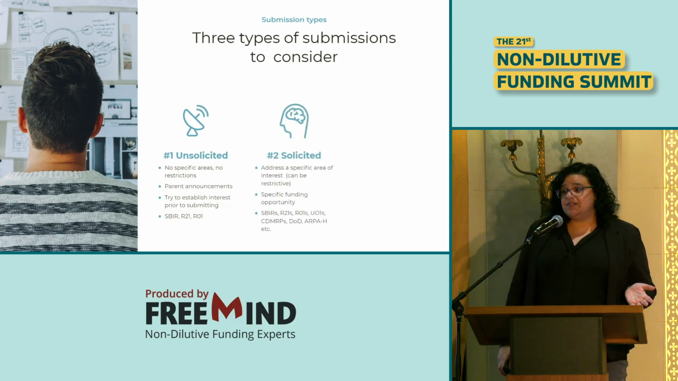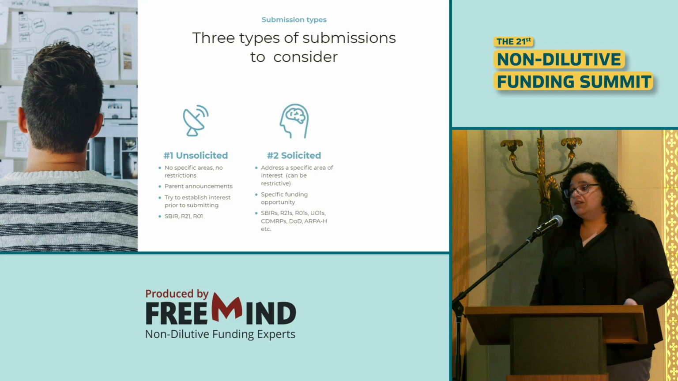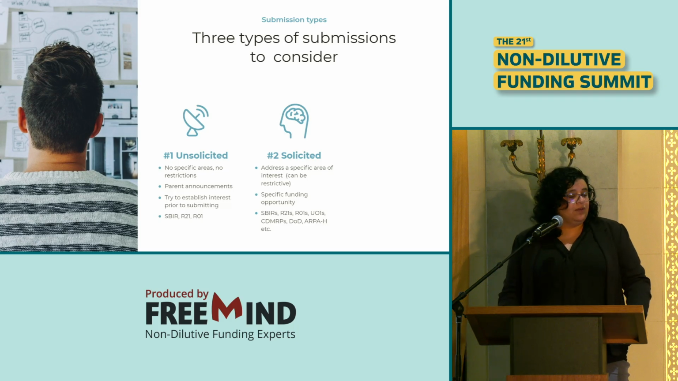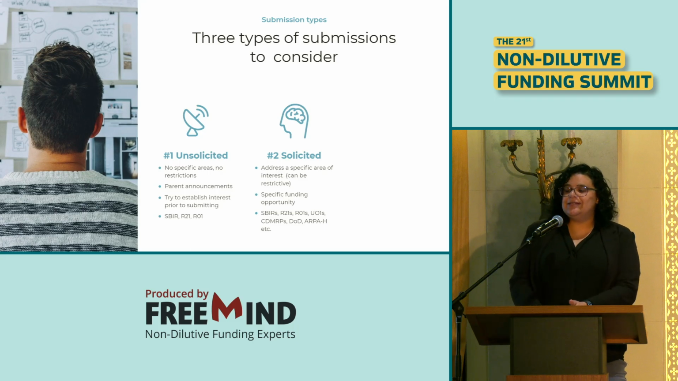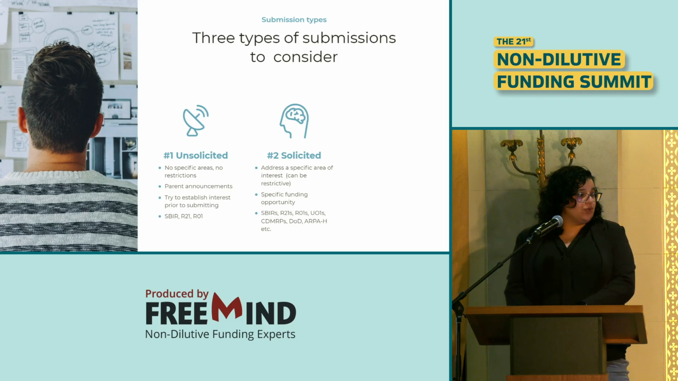Next, you have the solicited opportunities, which are usually very specific. They are looking for a very specific landscape, very specific indications, and very specific projects. A lot of the time, they will tell you exactly that they are looking for exploratory work. They are looking for these types of experiments. They're very restrictive. In both cases, you should reach out to a program officer to make sure that your project is a fit, but especially for the solicited ones.